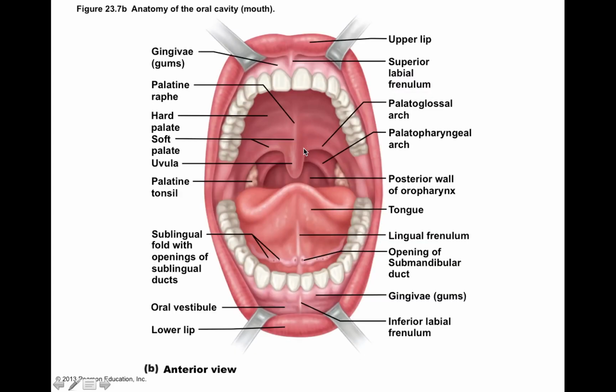So if we move on to the next slide here, you guys can see a different view. So here's our hard palate. Here's our soft palate. What's this little thing right here? The uvula. Good. Here's our tongue. And do you guys see that the tongue is actually anchored down on the anterior surface? So the anterior part of the tongue, it's anchored to the floor of your mouth by something called the lingual frenulum. And so this lingual frenulum keeps the tongue down.